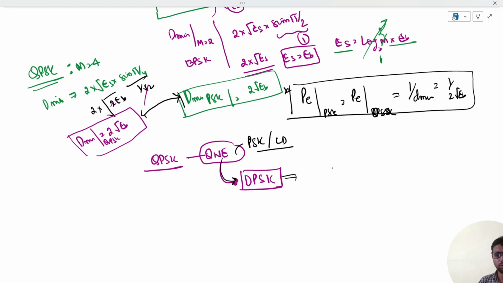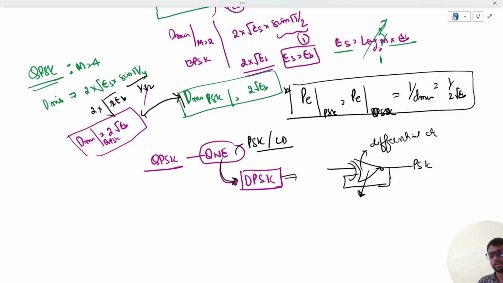So in DPSK, what we do? Before giving it to the PSK modulator, we have a differential circuit. What does this do? This is basically an XNOR gate. Before you give the bits to the PSK modulator, you give them to the XNOR gate, which is a differential circuit, and the output generated, you give it to the PSK.